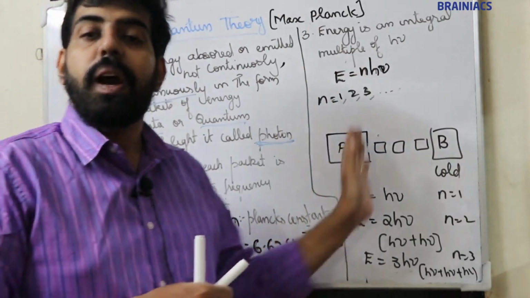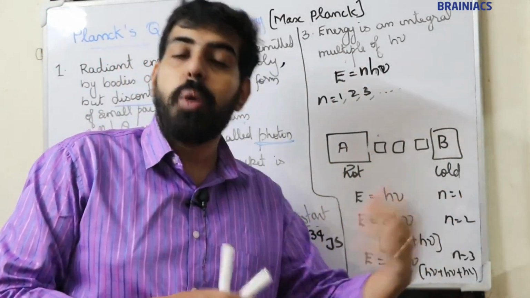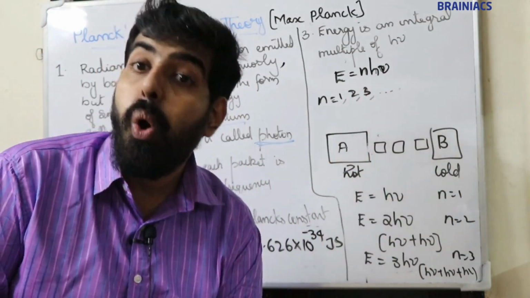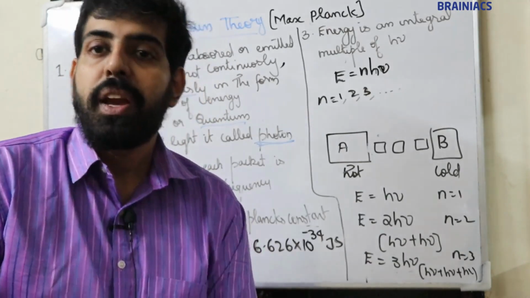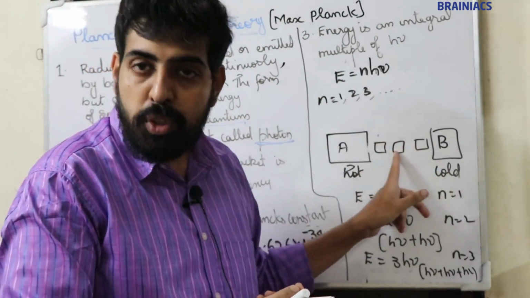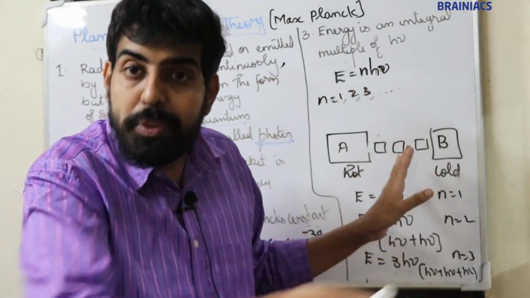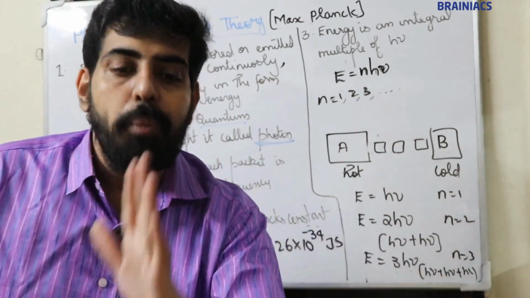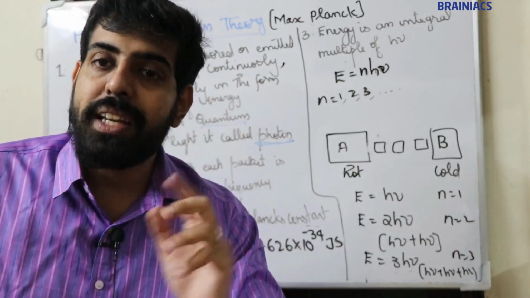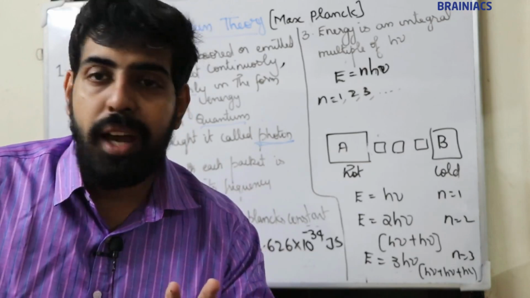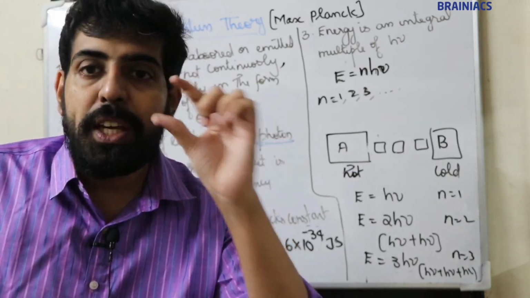A body will emit or absorb energy packets in a whole number. That means it can absorb one packet, two packets, or three packets, but it will not absorb half a packet, 3/4 of a packet, or 1/4 of a packet. That is, fractional packets are not absorbed or emitted. A complete packet is emitted.